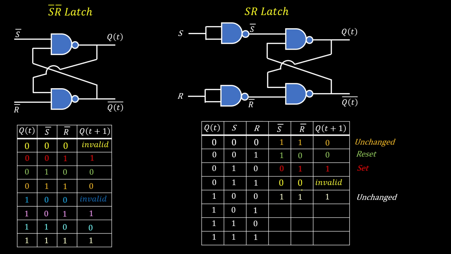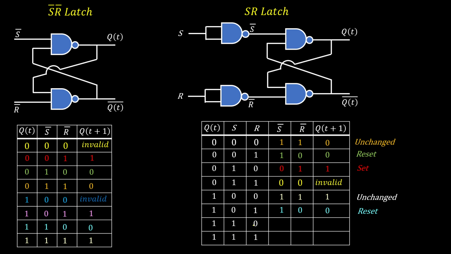Now this is unchanged. When both inputs S and R are 0 0, there is no change in state. Present state is 1, next state is also 1. For the next state, present state is 1, inputs are 0 and 1, so S bar R bar are 1 and 0. So next state has to be 0. Here present state is 1, next state is 0 because reset is high. So next state is reset.